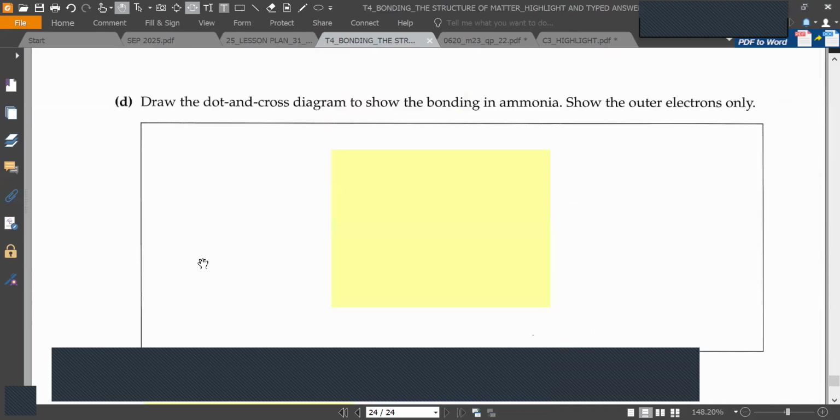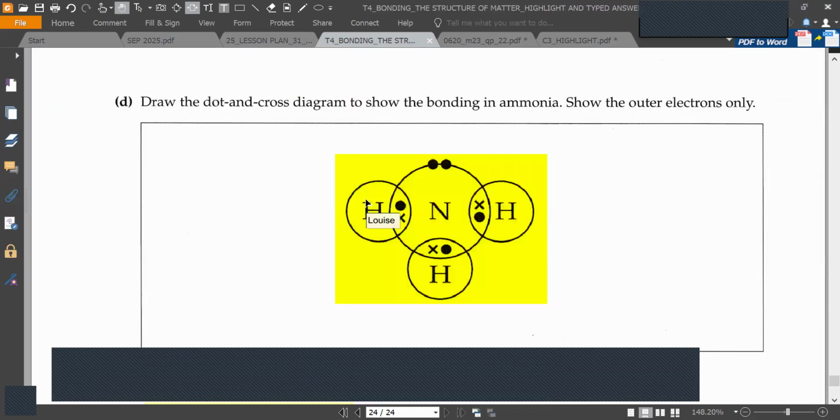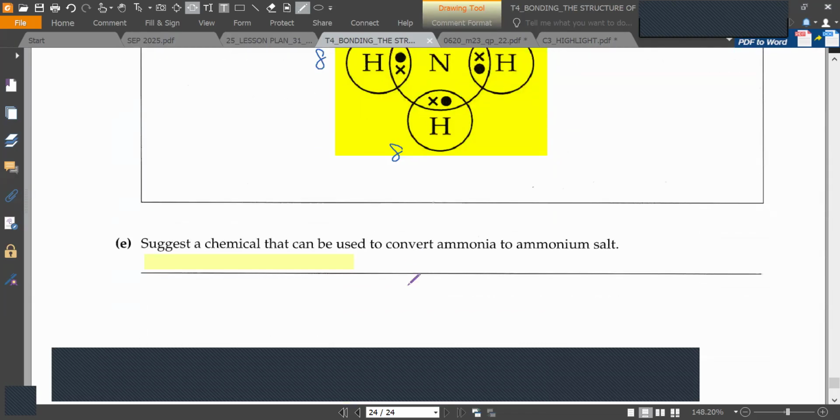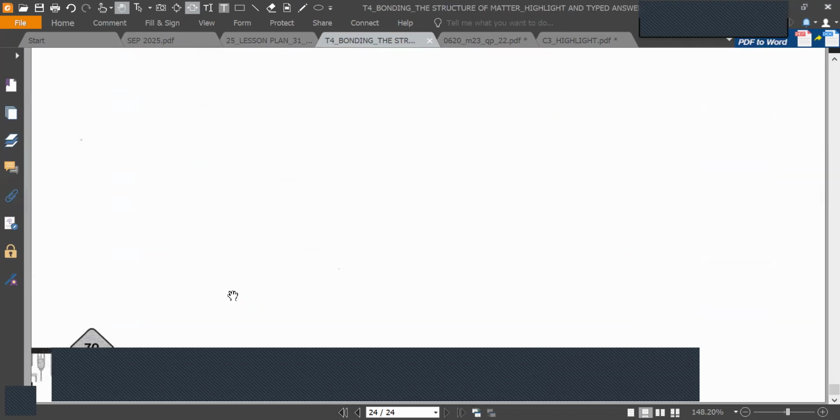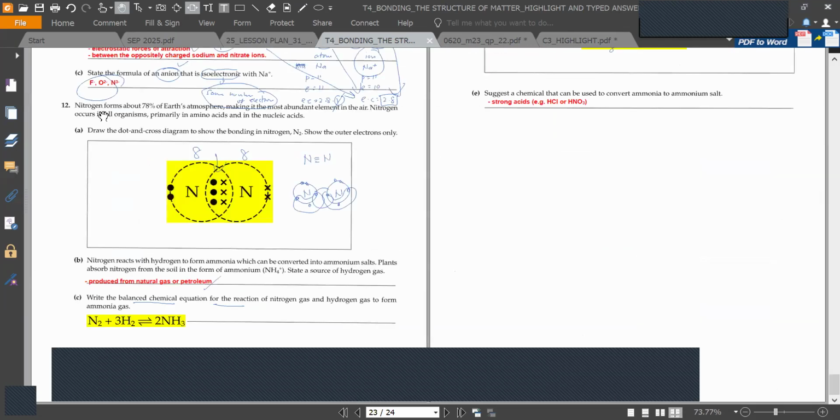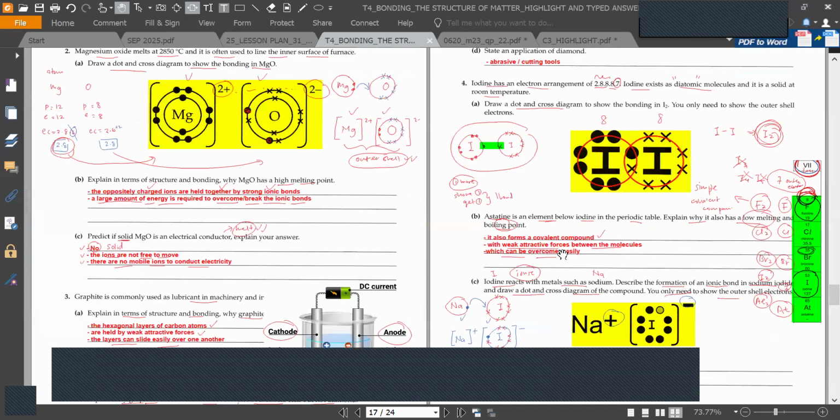Dot and cross diagram. This one we discussed before. So it's going to be like this. Nitrogen forms 3 bonds, hydrogen forms 1 bond. Chemical that can be used to convert ammonia to ammonium salt. This is not that important. A strong acid. With this, we finish everything, all the questions on this worksheet.